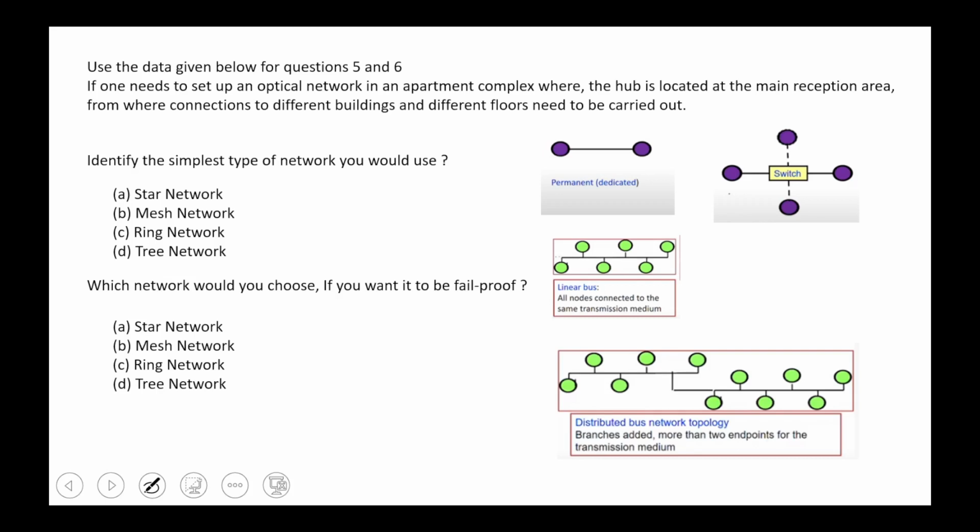I have given the four options. You have to choose. Star network. Still star. Okay. Arshita says star network. Another? Namita is also star.